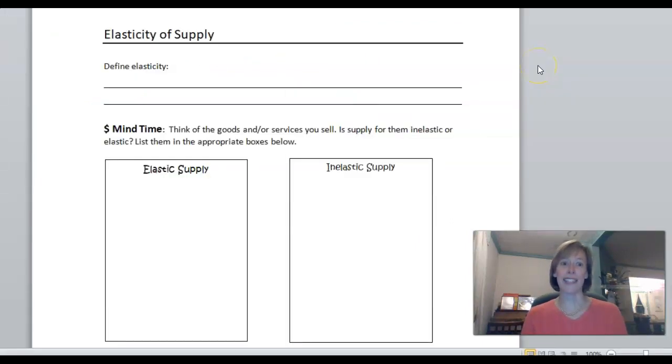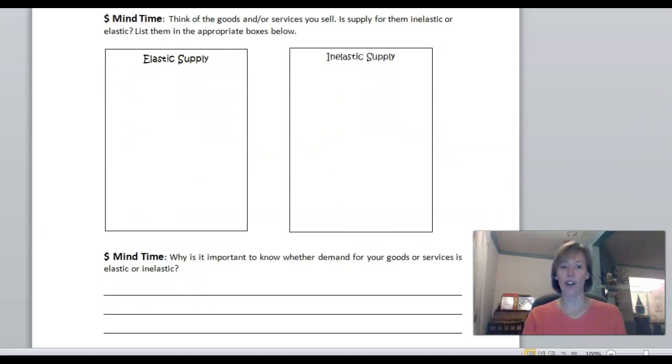Now think about your own business and work on page 43 in your Minding My Own Business book and look at and consider the things that you supply. What are the goods or services that you're going to produce with your business? And try to decide if they would have elastic supply or inelastic supply. And you also want to consider why that's important to know. There's a little typo here on page 43 where this should say supply. You want to consider why it is important to know whether supply for your goods or services is elastic or inelastic.